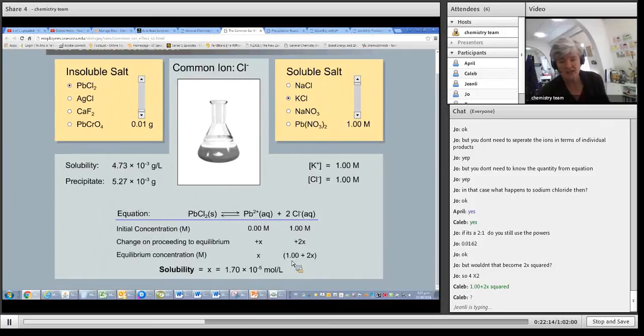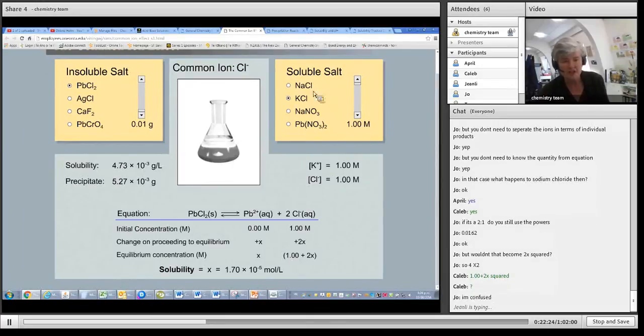Does that make sense? So when you're doing the common ion, you won't be doubling the KCl, because that's where the chloride's coming from. So where you've already got the concentrations, you don't double. You only double. The best way, Joe, is to go through problems and then see that.